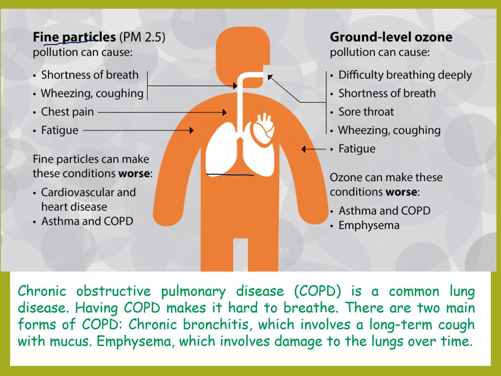Now this COPD, which is called chronic obstructive pulmonary disease, is a common lung disease, and having COPD makes it hard to breathe. And there are two main forms of COPD, that is chronic bronchitis, which involves a long-term cough with mucus, and emphysema, which involves damage to the lungs over time. So this COPD is a very dangerous effect that may be observed, and that is due to the presence of ground level ozone. So all these are summarized in this particular figure, so you can refer to this figure for knowing the general health effects right from your head to your chest.